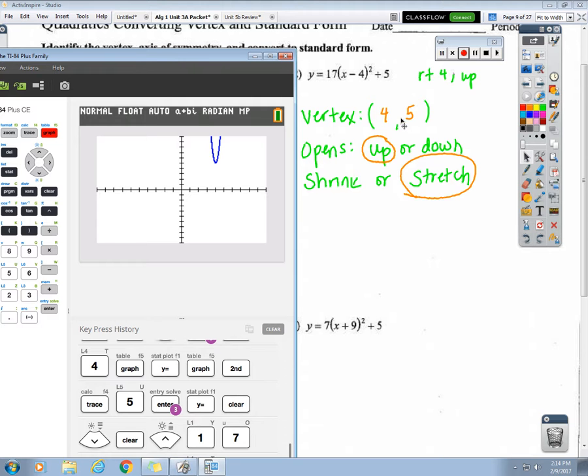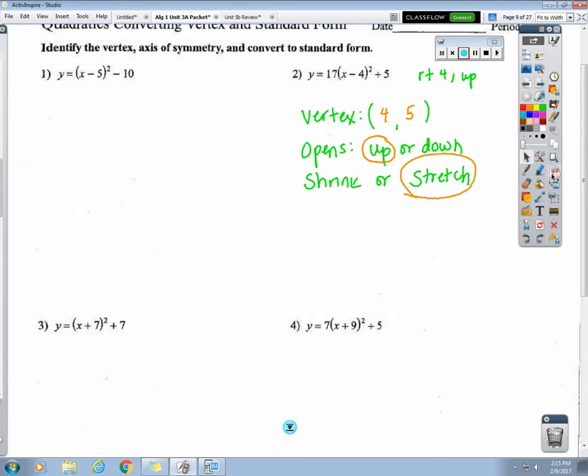The vertex is at 4, 5. To get to this vertex, don't you have to go right 4, up 5? It opens up, obviously, and then it got skinnier, which is a stretch, because when you try to stretch somebody out, they get skinnier. If you tried to shrink them down, their fat would go sideways so they get wider, correct? Alright, now let's try one more like that. But remember, there's 4 on the quiz like this. So to me, those 4 should be pretty easy.